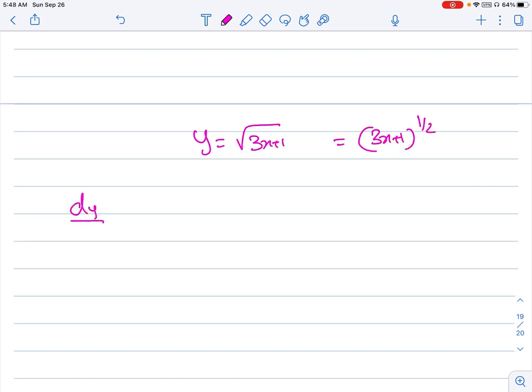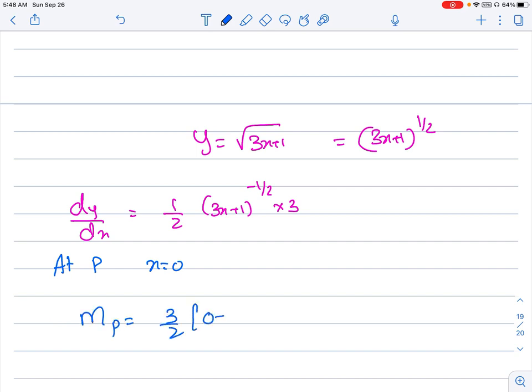Now I find dy by dx. So it becomes half times 3x plus 1 whole to the power of half minus 1, times 3. Now at P and Q. At P, x is equal to 0. So the slope, maybe m1, I take it as mp, is equal to 3 upon 2 times 0 plus 1 whole to the power of negative 1 upon 2, which is 3 upon 2.